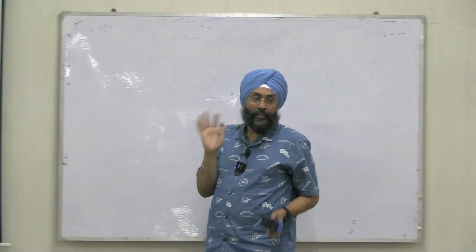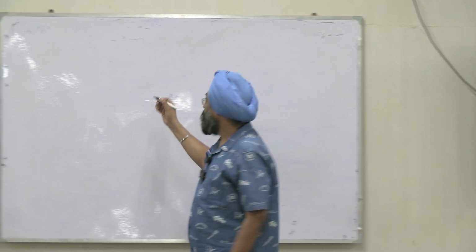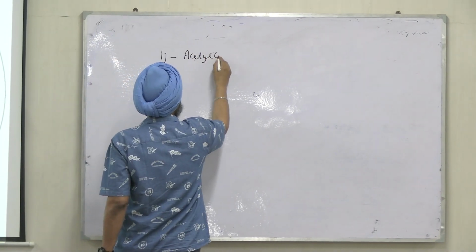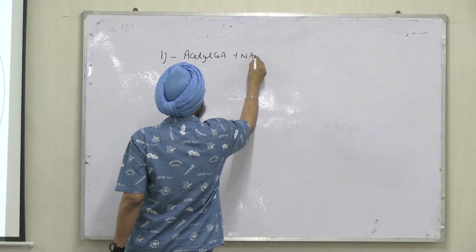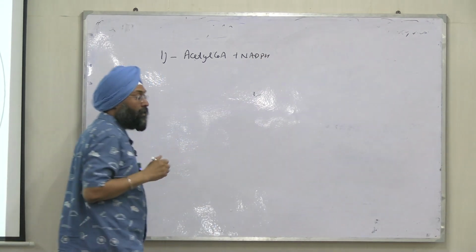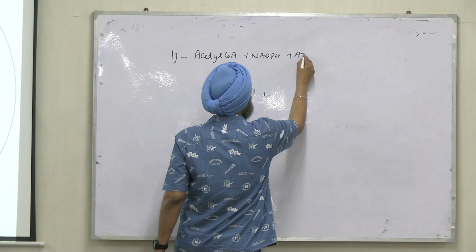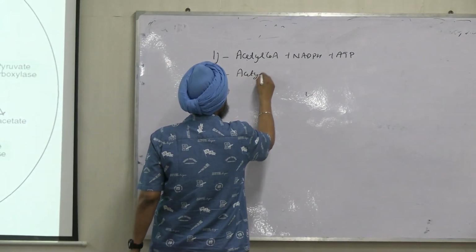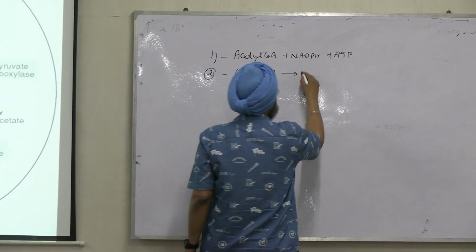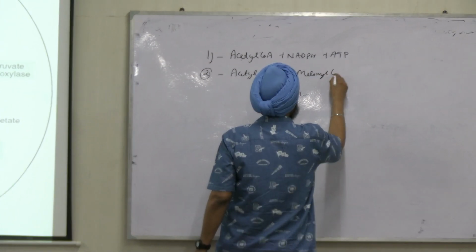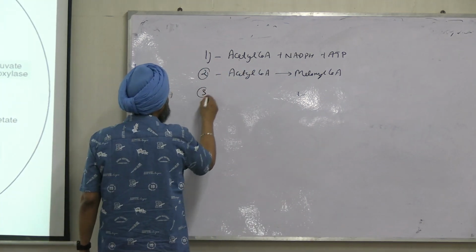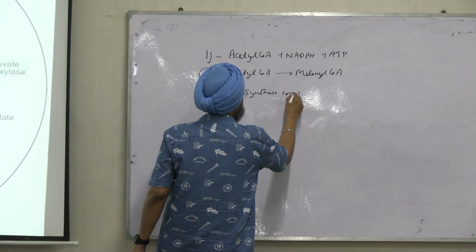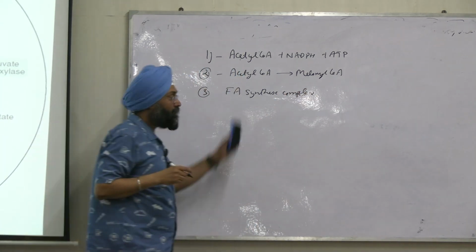We discussed fatty acid synthesis in the previous class. So what were the three steps? First, we needed raw materials, that was acetyl CoA and NADPH, right? And one was the ATP. The second step was conversion of acetyl CoA into malonyl CoA, right? And third, we did the fatty acid synthetase complex, right? These were discussed in the previous class.